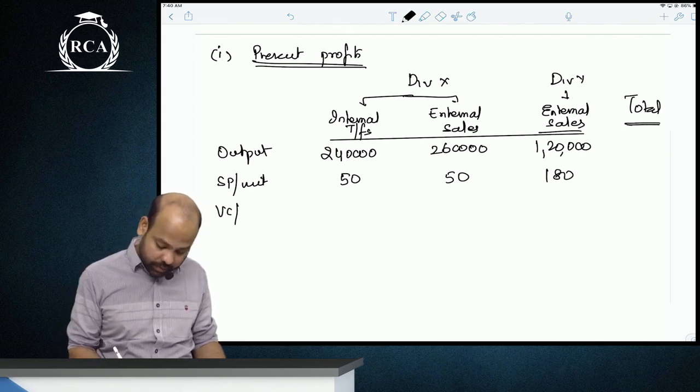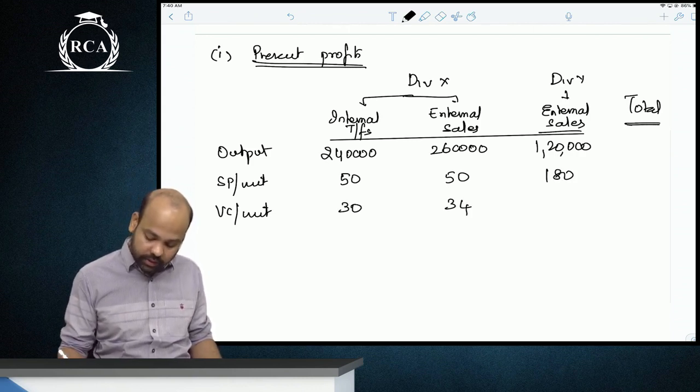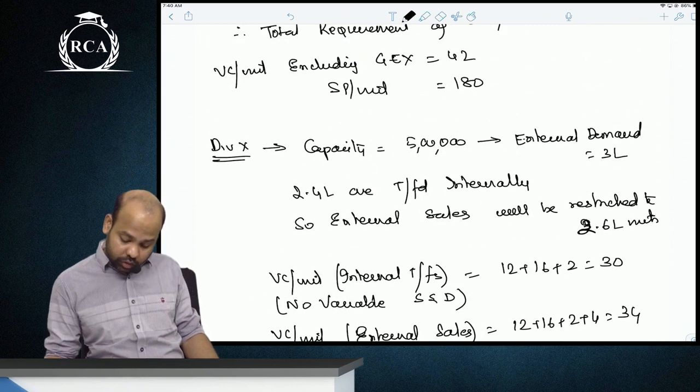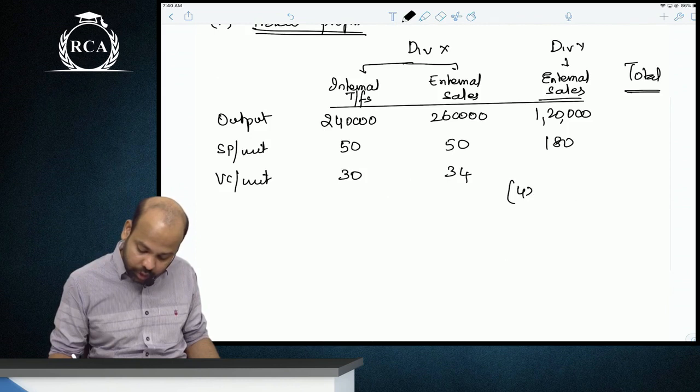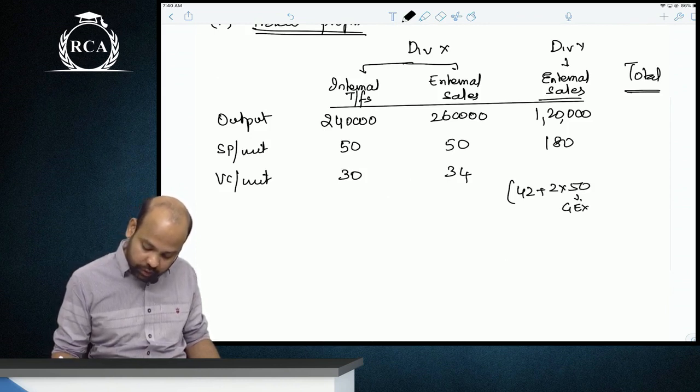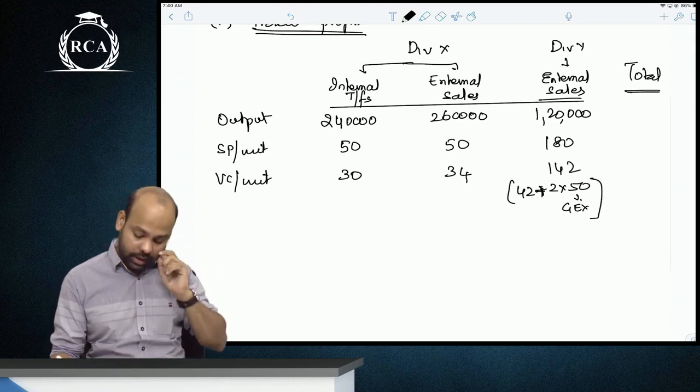Variable cost per unit, guys, we've already computed, beta, for internal transfers our variable cost is only 30. External sales it is 34. Here, beta, it was supposed to be 42, guys. But apart from 42, you will need 2 units of GEX, beta, apart from 42 rupees. So that is 142 in totality, guys.